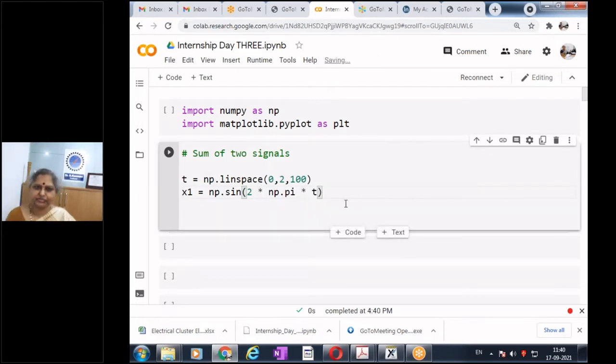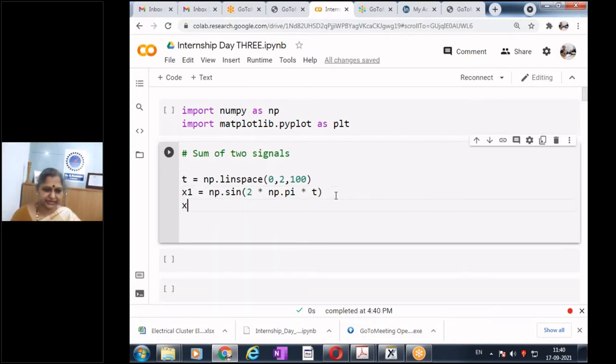This is just for easy visibility, and in case we go wrong, it will help us. And let us say x2 is np.cos(2 pi t). Let us take this one.